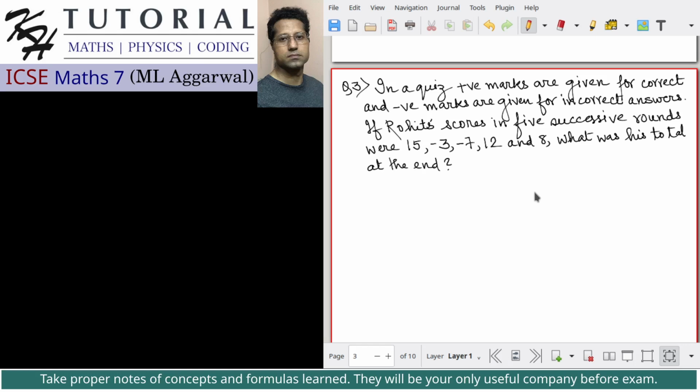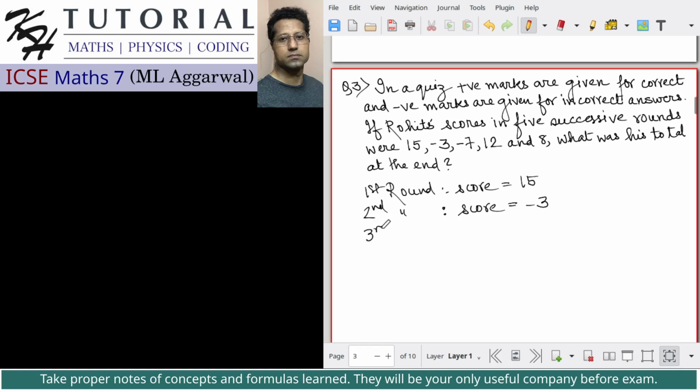So in the first round Rohit scored 15. That is, this is positive. This means that Rohit answered 15 questions correctly. Second round, the score is given to be -3, which means that among all the answers, Rohit answered 3 questions correctly less than the incorrect answers. That is, Rohit answered 3 questions more which were incorrect. So his score was -3.